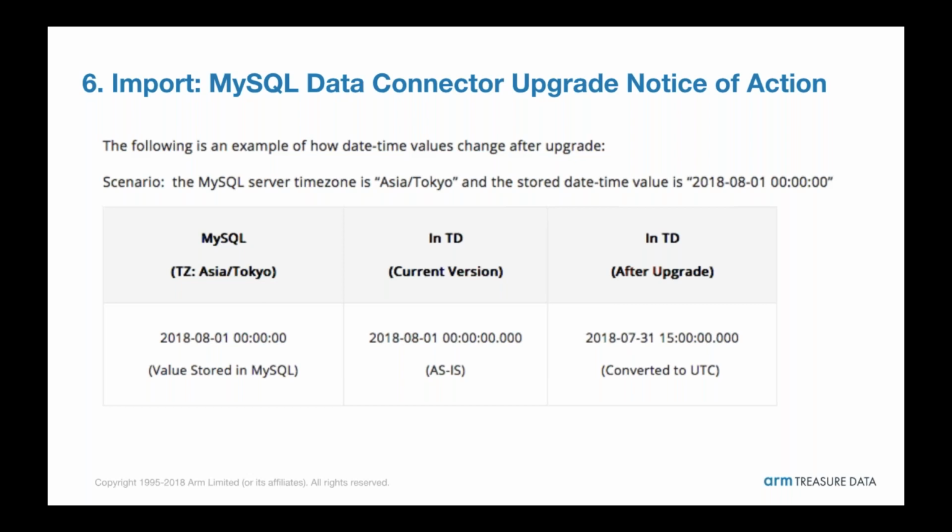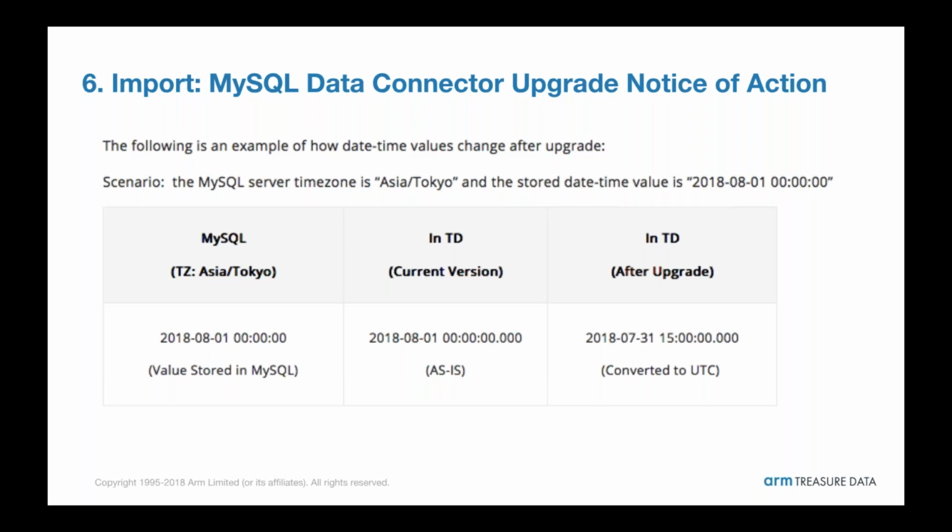the default in Treasure Data when those values are imported into Treasure Data. So essentially, the impact of this issue is that after this upgrade is released on September 25th, it's possible that date-time values could get accidentally converted to UTC. And so how to know you're affected?